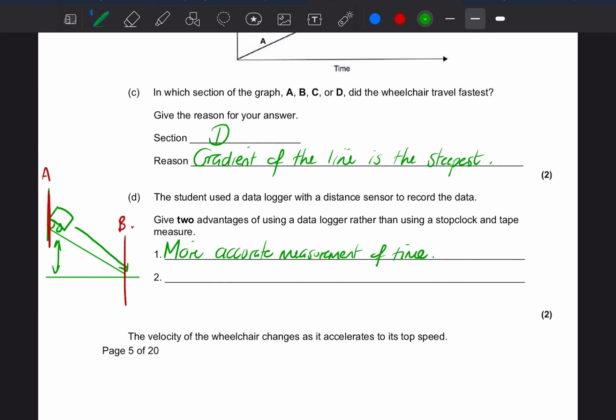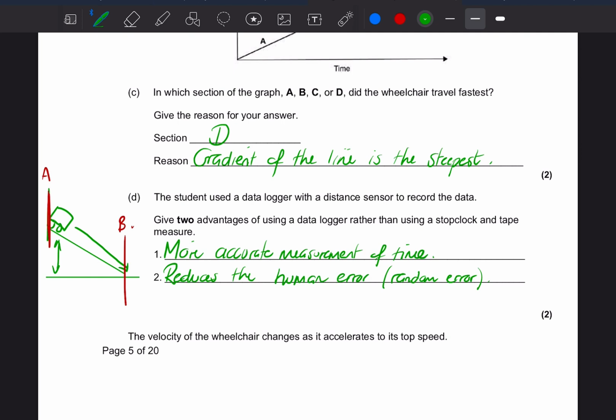So it means that it reduces the human error, we call it, which is a type of random error. So it reduces human error.